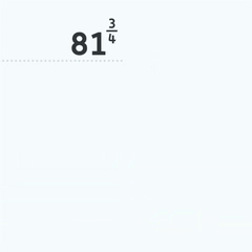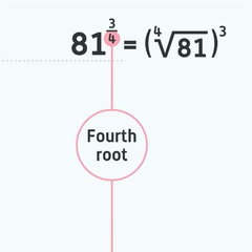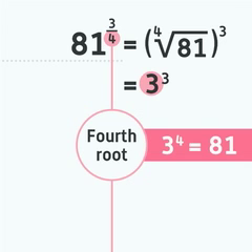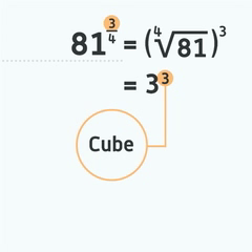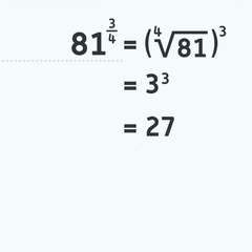Another example is 81 to the power of 3/4. The denominator of the fraction is 4, and that's telling us to find the fourth root of 81. The fourth root of 81 is 3, because 3 to the power of 4 is 81. Because the numerator is 3, we now need to cube the 3 that we got by fourth rooting. 3 cubed is 27, so 81 to the power of 3/4 equals 27.